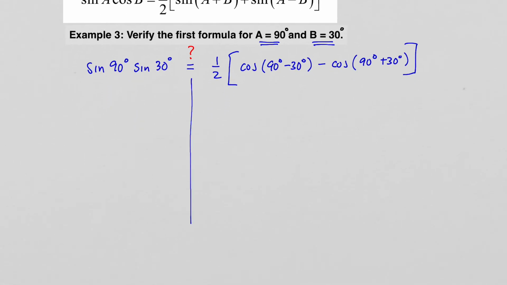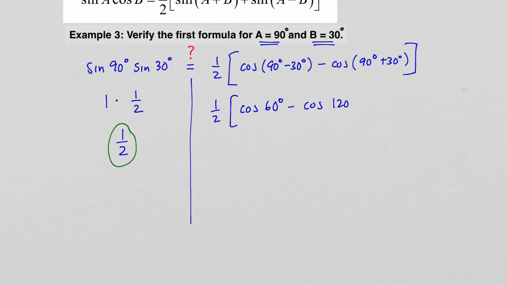So on the right-hand side, we have the sine of 90 degrees, which we know is 1, multiplied by the sine of 30 degrees, which we know is 1/2. And 1 times 1/2 is 1/2. So the left-hand side is very easy to evaluate. On the right-hand side, we have 1/2 multiplied by the cosine of 90 minus 30, 90 minus 30 is 60, and then minus the cosine of 90 plus 30, which is 120.